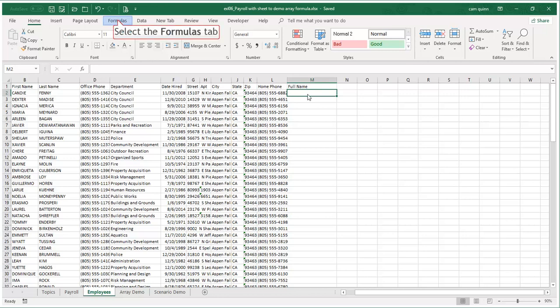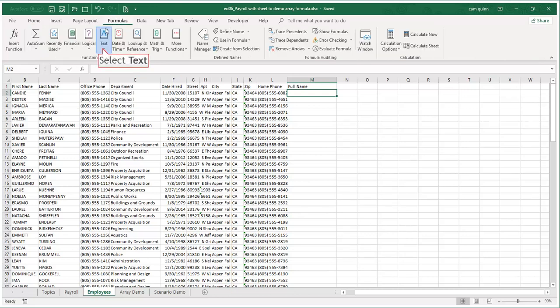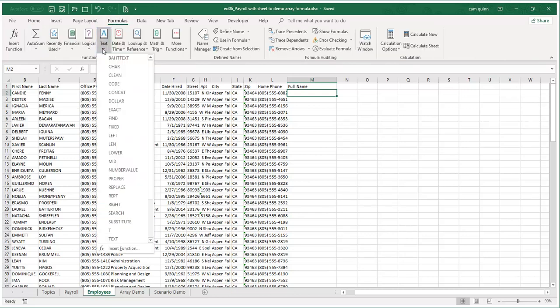To do that, we are going to use the first of the text functions. So if I go up to formulas, text. Now, text functions are functions that are used to deal with text, of course. So there are a number of different types of functions that you can use here. You can see as you go down through the list. Today we're only going to look at two functions, concatenate and proper.